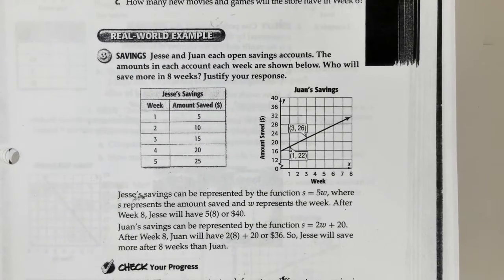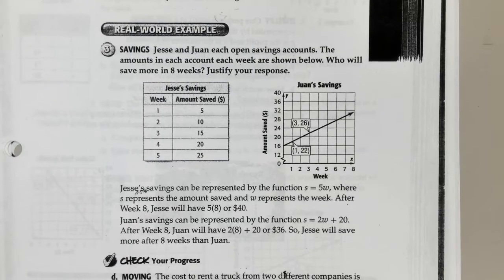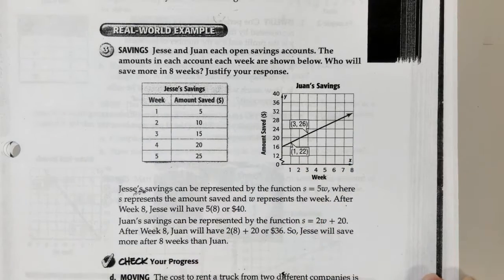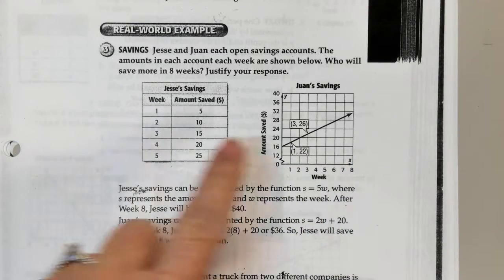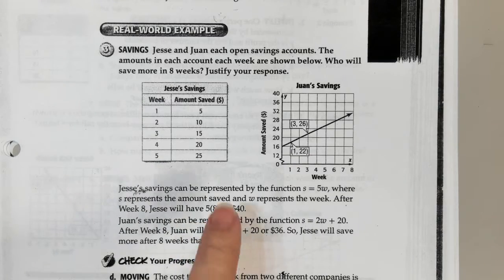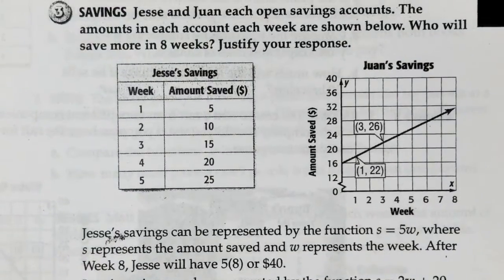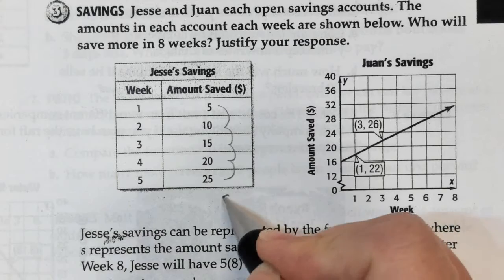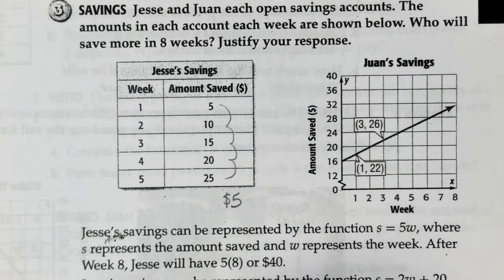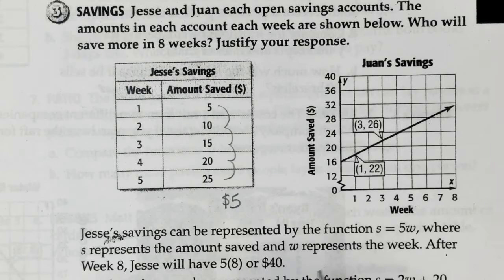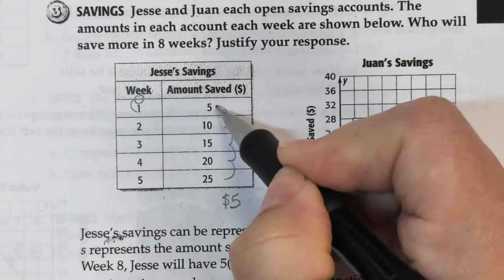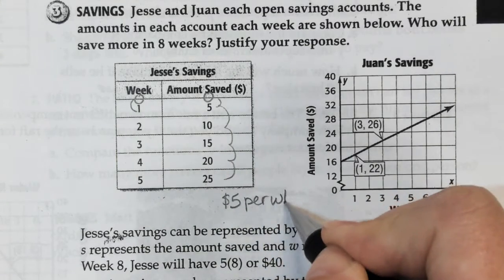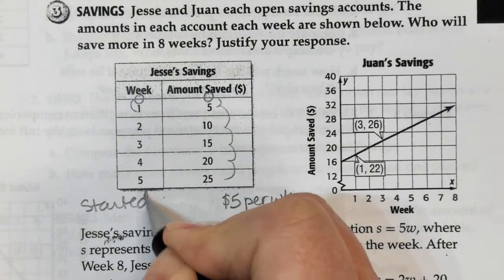This is talking about Jesse and Juan's savings accounts. And if you look at the different, this is a table and a graph. So they're not giving us an equation this time. They're giving us the table and the graph, and you have to figure out what the function would be. So let's look at Jesse's savings. How much is he saving each week? Right, $5 per week. And how much did he start with? Right, if we go back to week 0 and we subtract 5, we get 0. So $5 per week, started with 0.